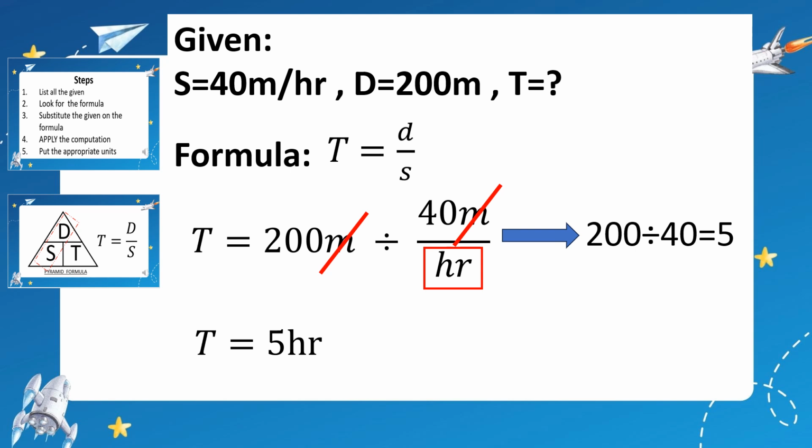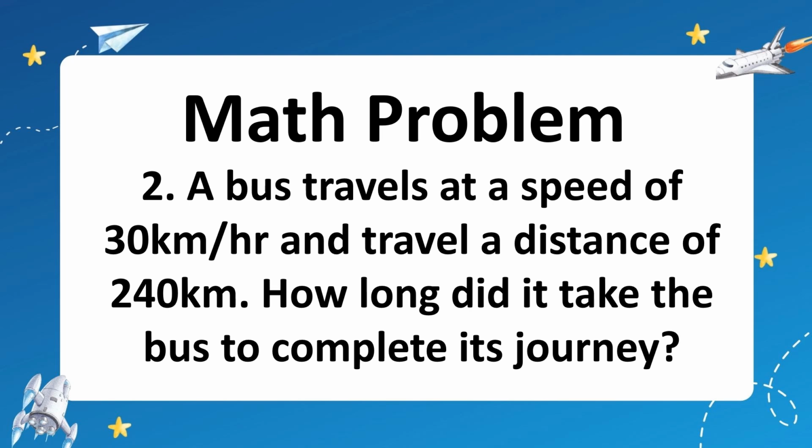I think you're going to follow my instructions. So let's begin, or let us try math problem number 2. A bus travels at a speed of 30 km per hour and travels a distance of 240 kilometers. How long did it take the bus to complete its journey? So again, be mindful of the given: 30 km per hour and 240 kilometers.